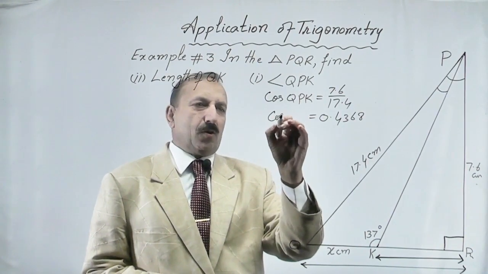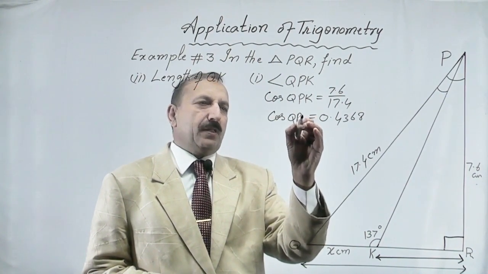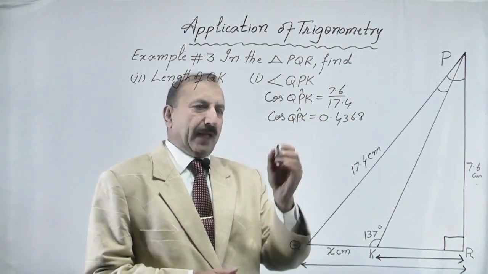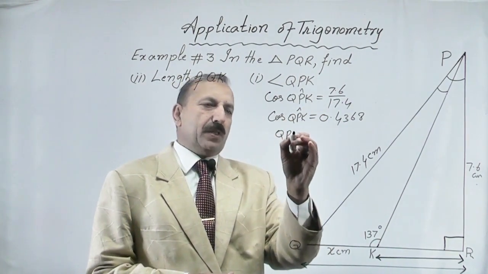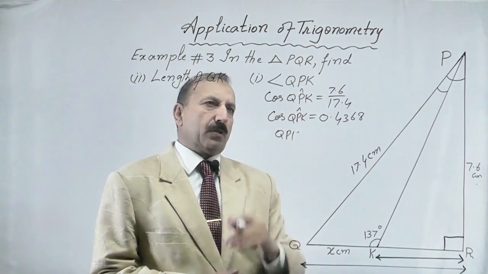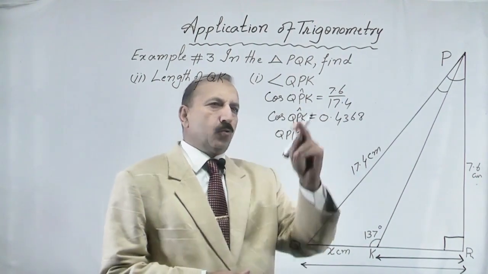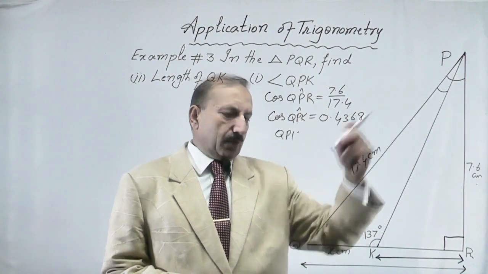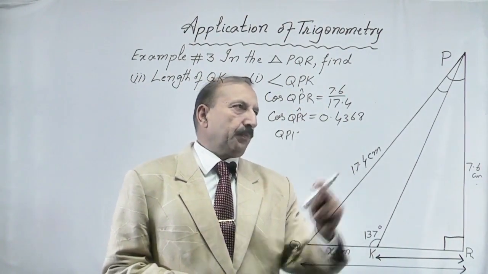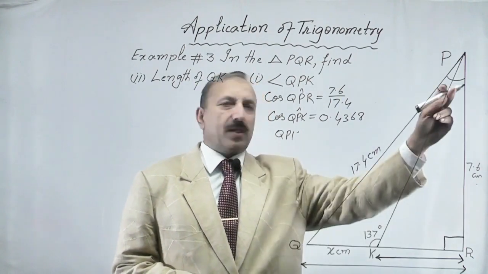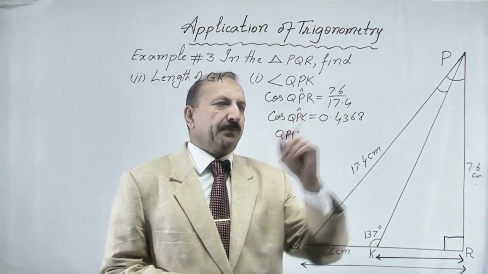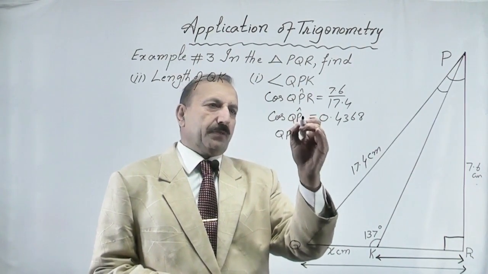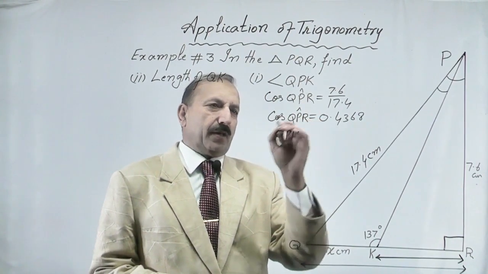This is cosine of QPK angle, and it's QPR, sorry, because we are considering this total angle here. So it's QPR instead of K. This is K. Here is R.